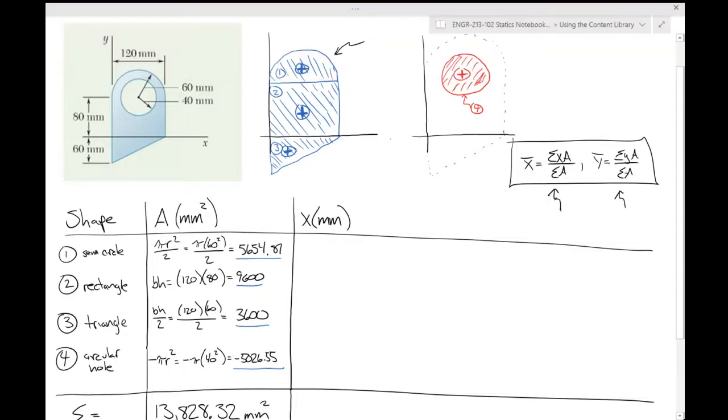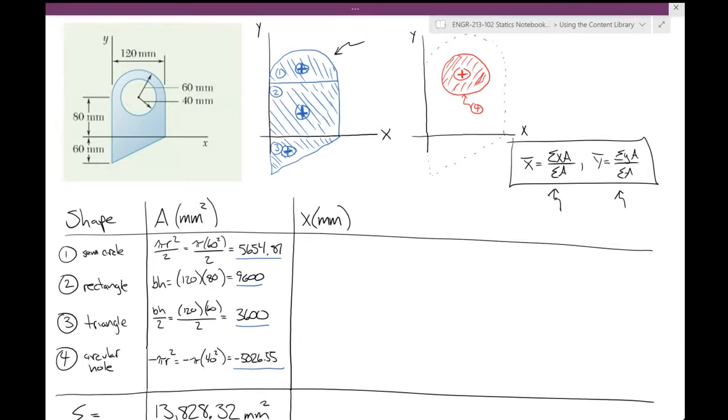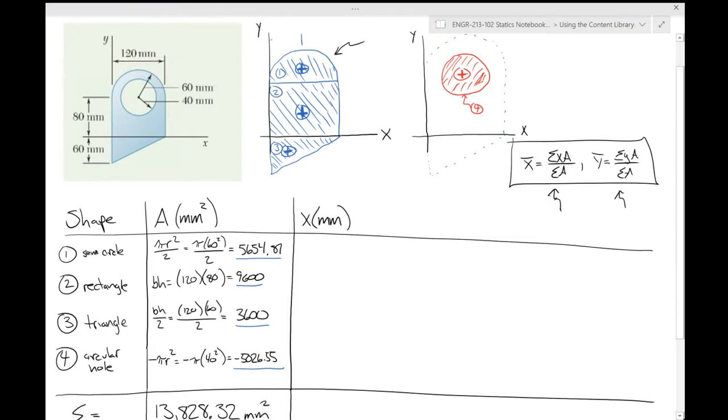Okay, this is the X axis, this is the Y axis. What I'm trying to figure out is the distance along the X axis. So let's take shape number 1. Basically I'm trying to figure out this dimension there. That's going to be X1. How far is it along the X axis to the centroid of that shape? Shape 1.